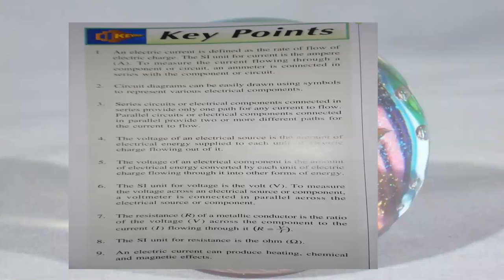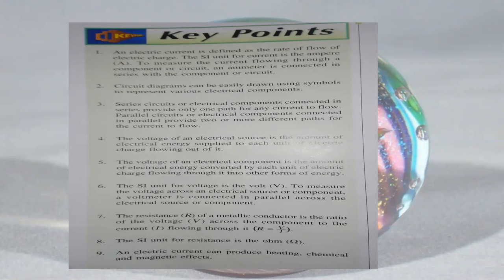A series circuit, or electrical components connected in series, provide only one path for any current to flow. A series circuit forms only one loop or one circuit, connected from the source or the battery of energy to the component, and if that path, that one loop, is broken, then the current will stop flowing. This is the disadvantage of series connection.